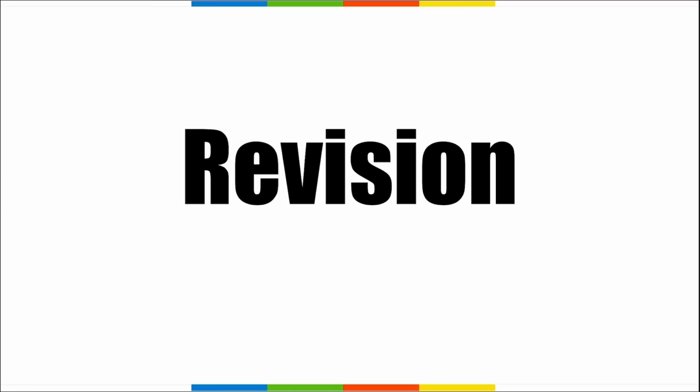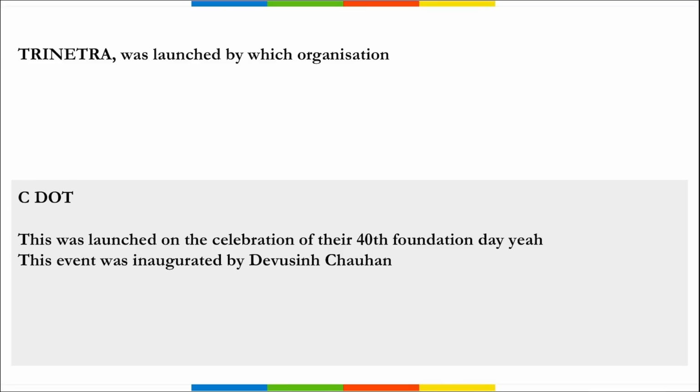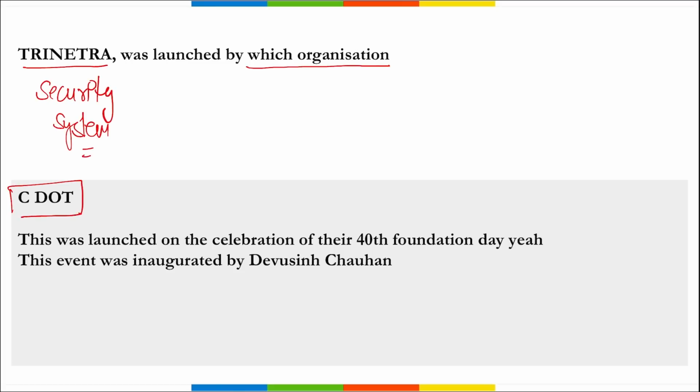Now let's move to some revision current affairs. Let's start. First is Trinetra. This was launched by which organization? First of all, remember what is this Trinetra? Trinetra is a comprehensive security system, right? Remember, this is a security system that was launched by CDOT, right? What does CDOT stand for? CDOT is the Centre for Development of Telematics, correct?